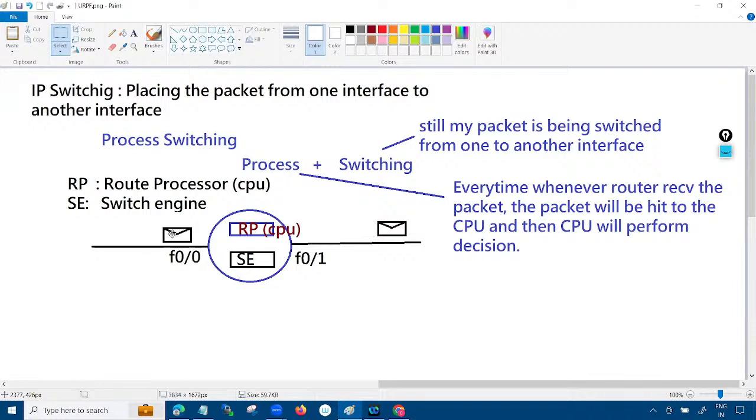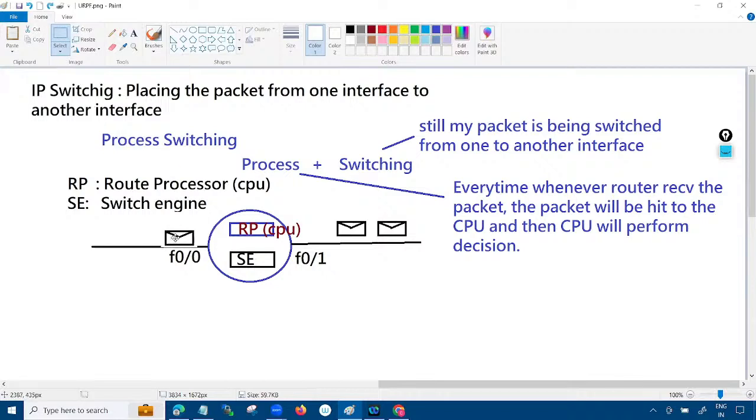In the same way, what happens when the router receives the second packet? The router receives the second packet on this particular interface. It will give this packet to whom? The RP. The RP will perform all the lookups, like routing lookups, TTL changes, checksum modification, and layer 2 framing. Everything it will do. It will send this packet to the switch engine, and then the switch engine will send this packet to the 0/1 interface. Again, we receive the third packet. What happened with the third packet?